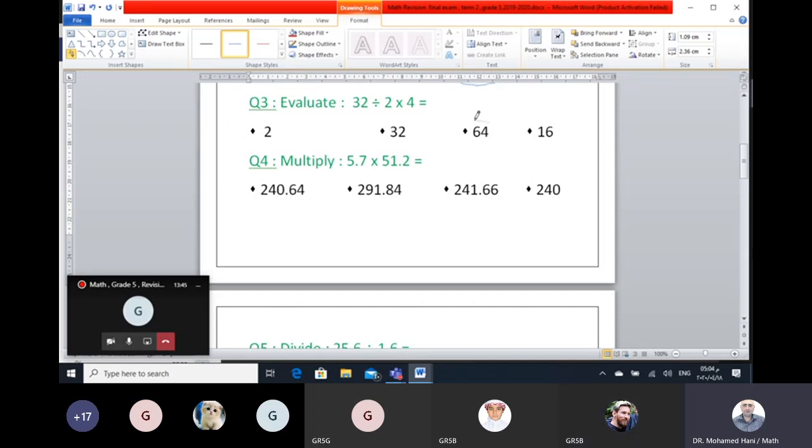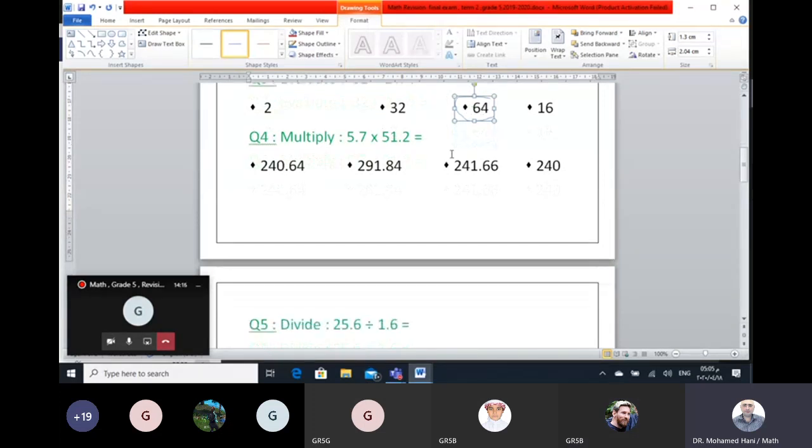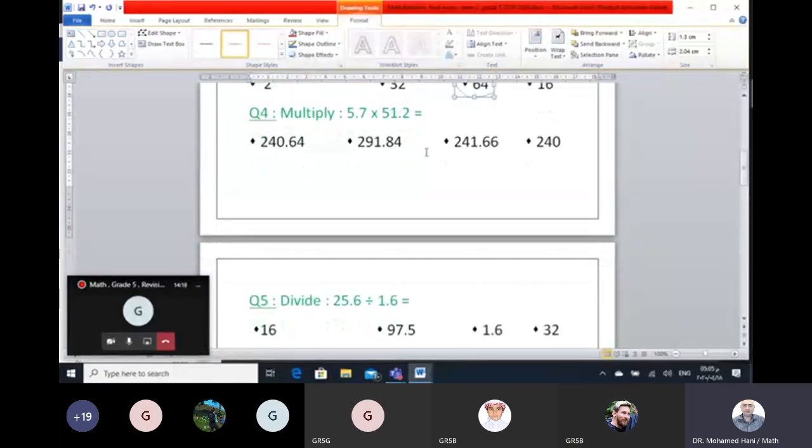So the right answer is 64. Why? Listen, please. The order of operations here starts with the divide. As you know, the order of operations goes from left to right, and the divide came first, so we must do the divide, then the multiplication. So 32 divided by 2 will be 16. Then 16 multiplied by 4 will be 64. So the right answer is 64.